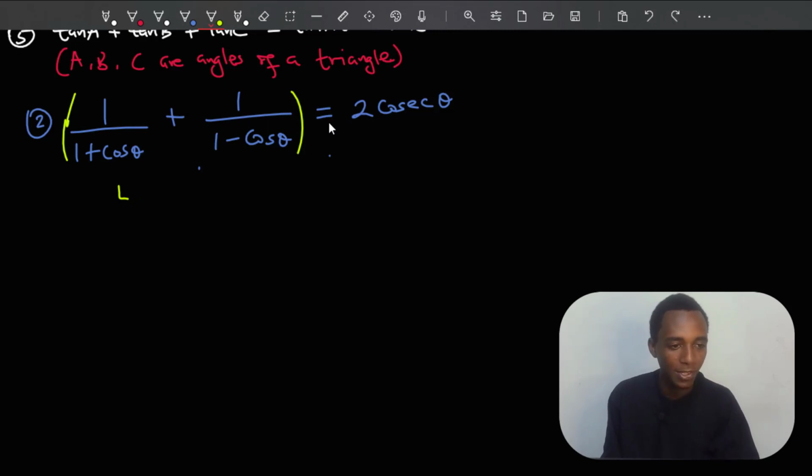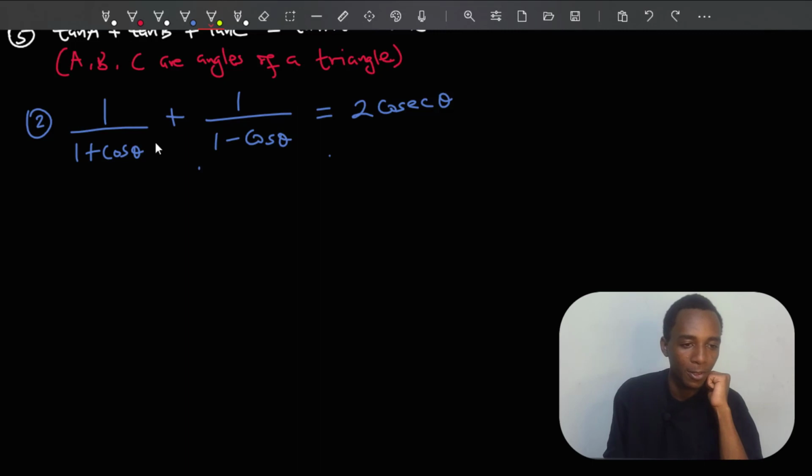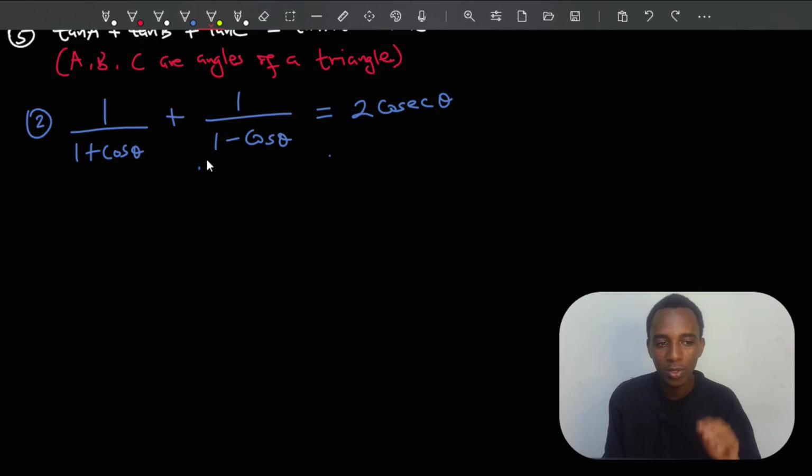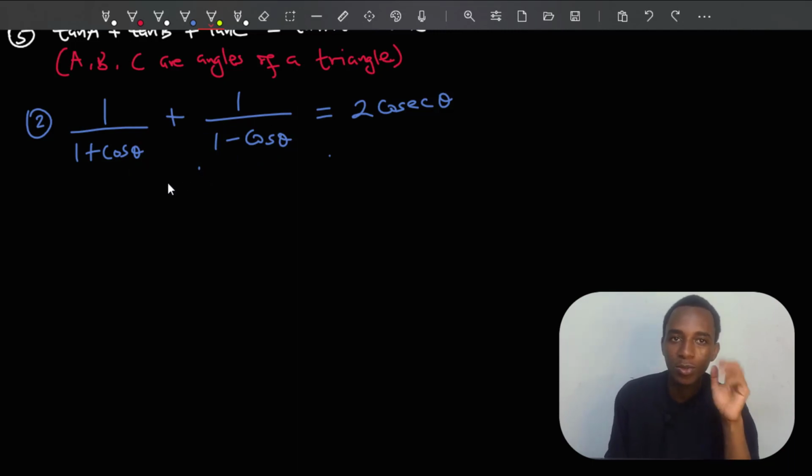All right, so here we go. Now the first thing you think of here is probably to combine these two fractions, which is a great idea. But if you look at these two fractions, the common denominator is going to be obviously this times this, which is going to be 1 minus cos squared theta, which is sine squared theta. And I think that's going to create a lot of problems while trying to combine these fractions here. So what I like to do when I have such fractions is to do what we call rationalization of the denominator.